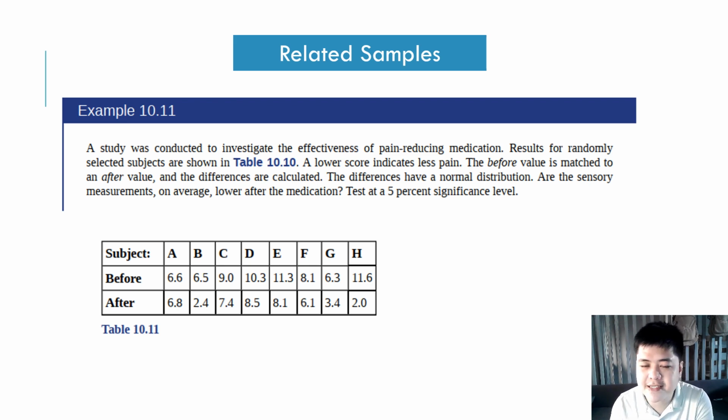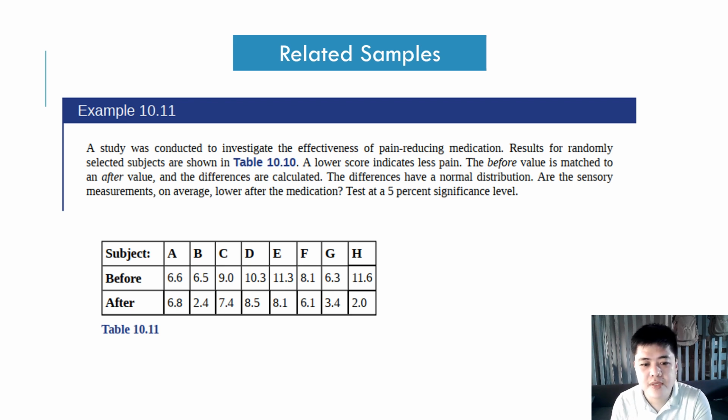So in this case, this is related samples because we just randomly selected 1, 2, 3, 4, 5, 6, 7, 8 individuals, and then we measure the before sensory measurement, okay, and then the after sensory measurement.